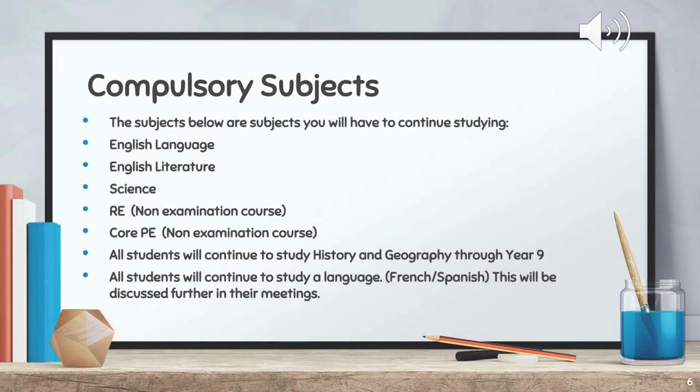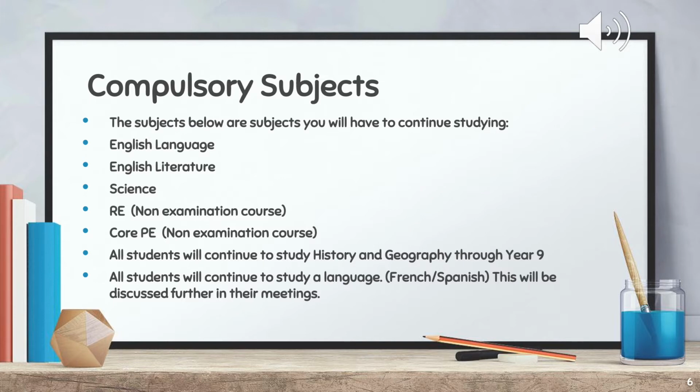Compulsory subjects. The subjects below are subjects that they will have to continue studying. These include English language, English literature, science, RE, Core PE. Now, RE and Core PE is a non-examination course, which means it is core and it's a statutory requirement from the government for them to continue studying it.